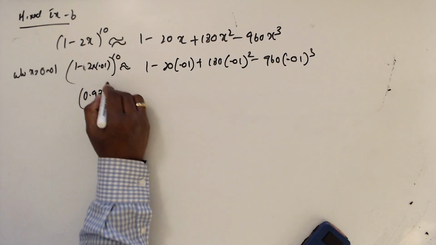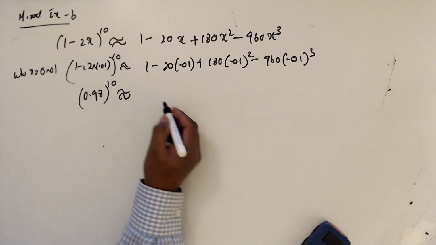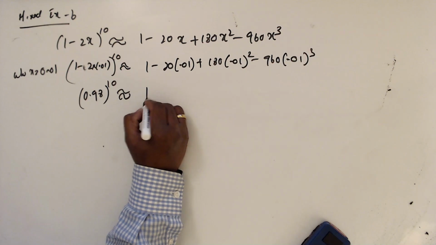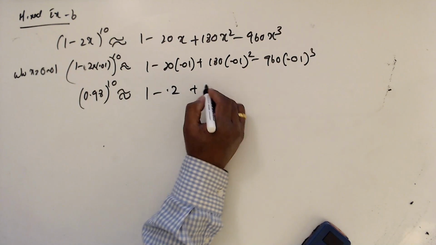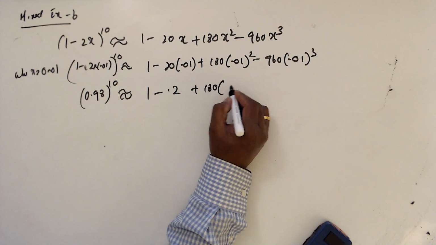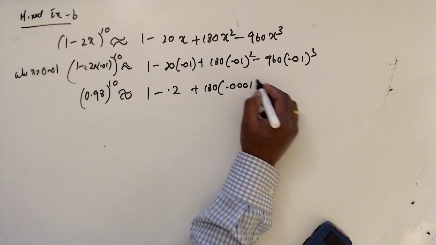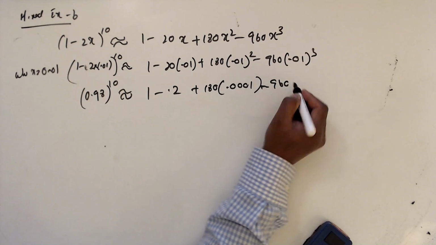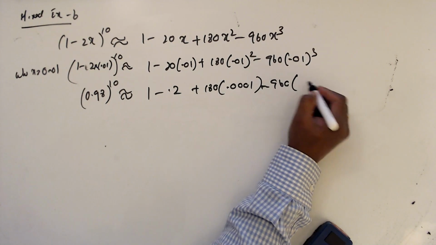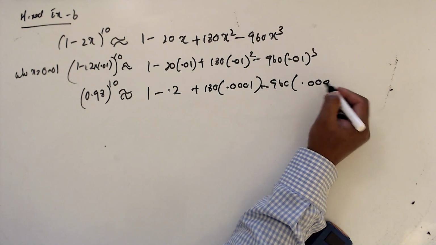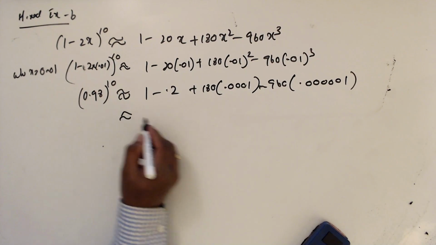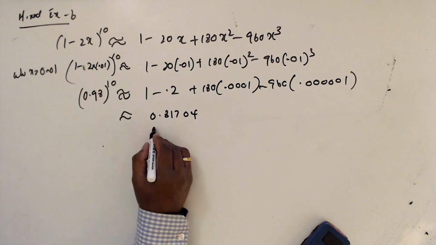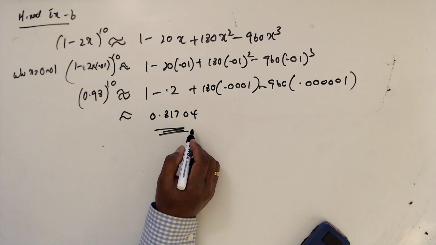So 0.98 to the power 10 is approximately 1 minus 0.2 plus 180 times 0.0001 minus 960 times 0.000001, and this approximation is going to be 0.8304.